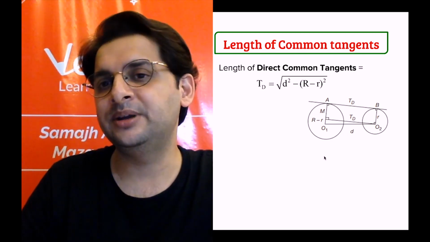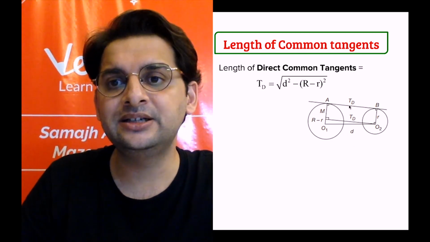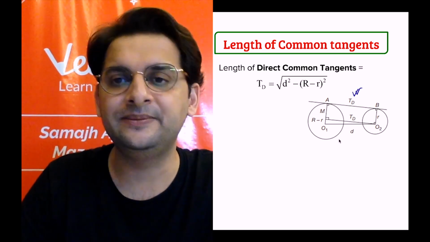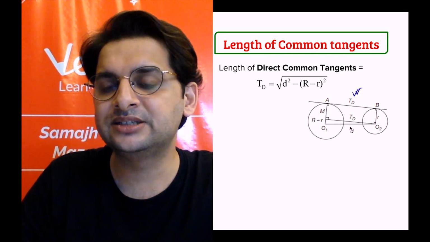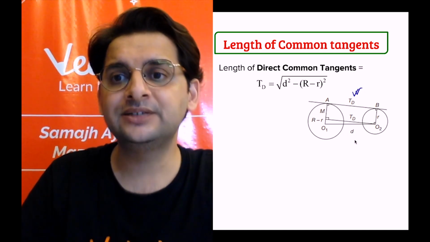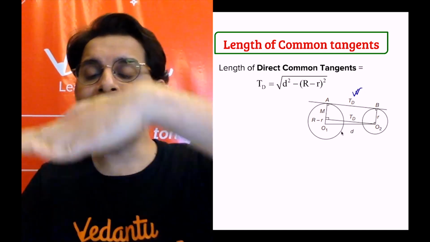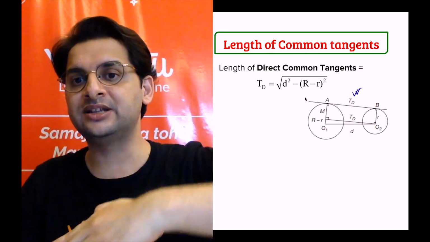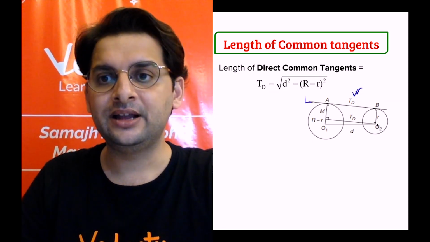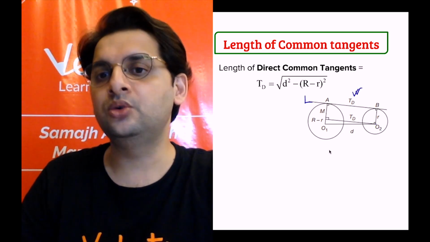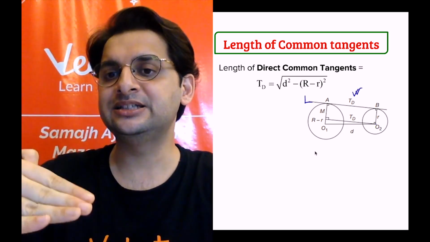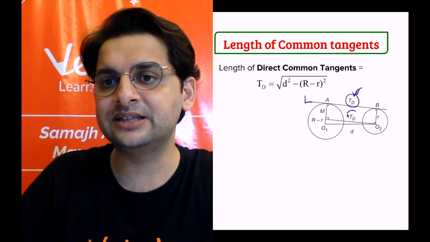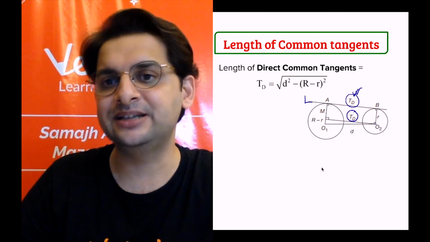So what do we have to do? So AB is the length of the common tangent. Let's say we denote the common tangent by TD, where D means direct common tangent. O1O2 is D, so this distance is D. So what we'll do is we'll shift AB parallel to this line L, such that B comes onto O2. Okay, so we shift AB directly downwards. So this AD and this are exactly the same. TD and TD are exactly the same.